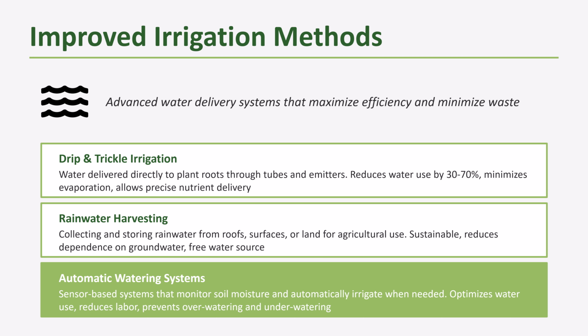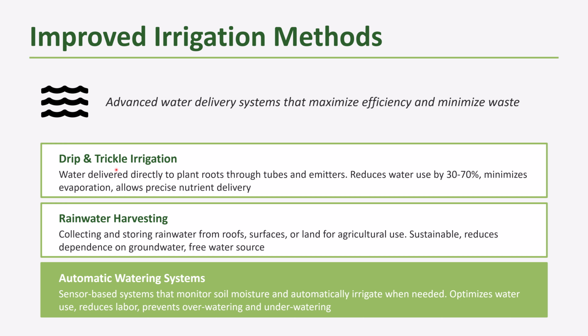Building on our previous discussion of irrigation, we must look at improved irrigation methods. This represents advanced water delivery systems designed with two primary goals: maximizing efficiency and minimizing waste. So, advanced water delivery systems that maximize efficiency and minimize waste. Let's explore three specific strategies that are transforming sustainable water use on farms.